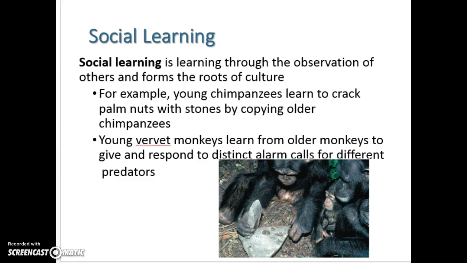And so the young monkeys have to learn how to both give that call and give the correct call and also to respond to that call, to know whether they need to climb higher in the tree, get off the ground, or climb down from the tree if the predator is coming from above. So this is a very adaptive skill for them to learn.